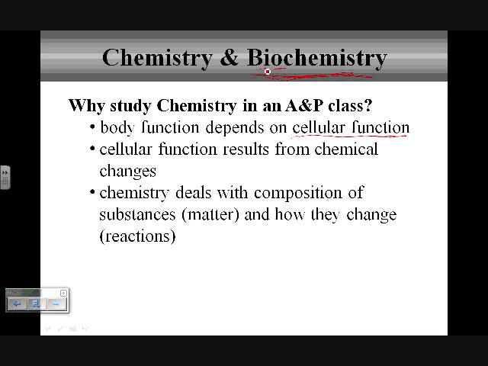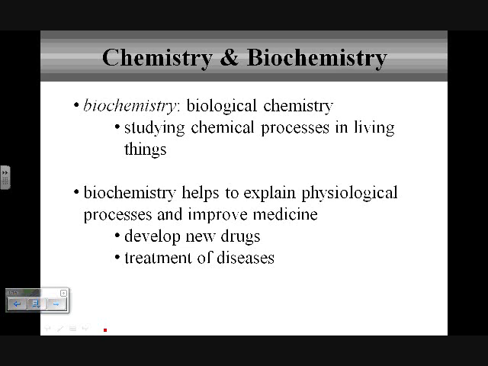All right, biochemistry, bio meaning life, chemistry being the chemical composition, the matter, the structure of matter. So we're really talking about that last bullet there, that chemistry deals with how we're composed and how those different composed matter, those atoms and elements, are going to be reacting with one another. So biochemistry is biological chemistry, right? So we're talking specifically about chemistry in living things.